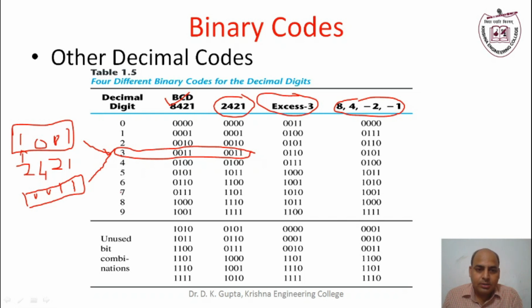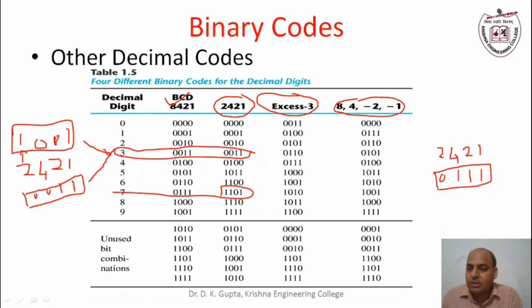Another example we can take, suppose we want to write the 2421 code for 7. So I just write the weights here, 2 4 2 1, for decimal 7. So 4 plus 2 plus 1 equal to 7. Here we can put 0. So this is one code for equivalent 7. Another alternate is also possible.